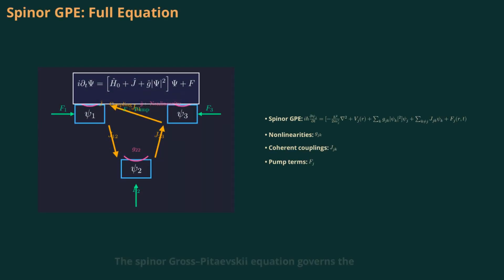The Spinor-Gross-Pitaevskii equation governs the time evolution of each polariton flavor. It includes kinetic energy, potential energy, nonlinear interactions, coherent couplings, and external pump terms. This comprehensive equation allows us to model the rich dynamics of multi-flavor polariton systems, capturing both their quantum coherence and their macroscopic behaviors.